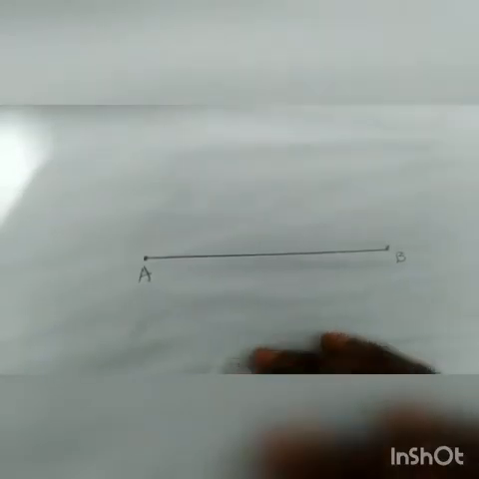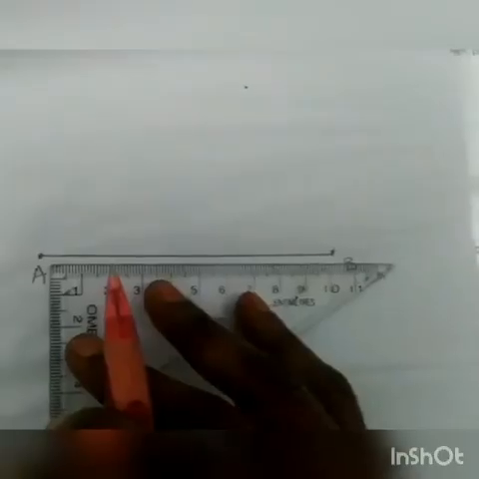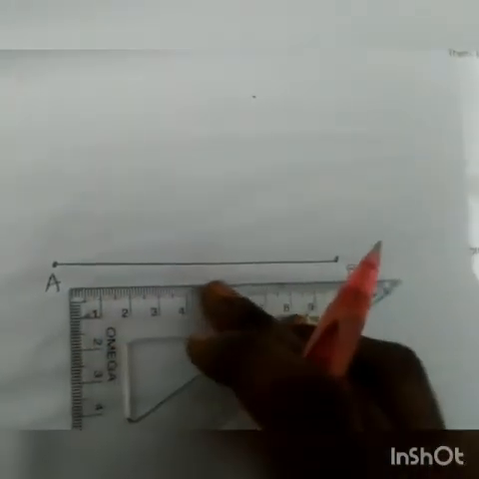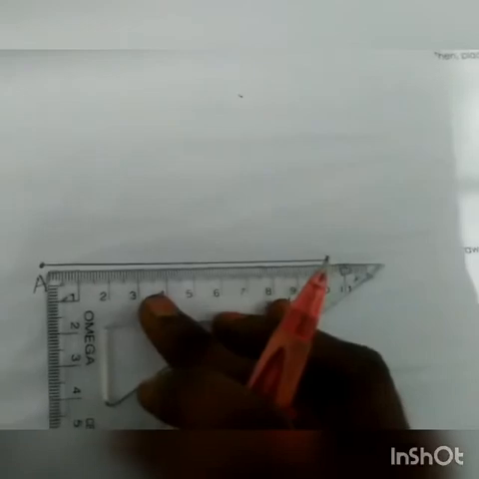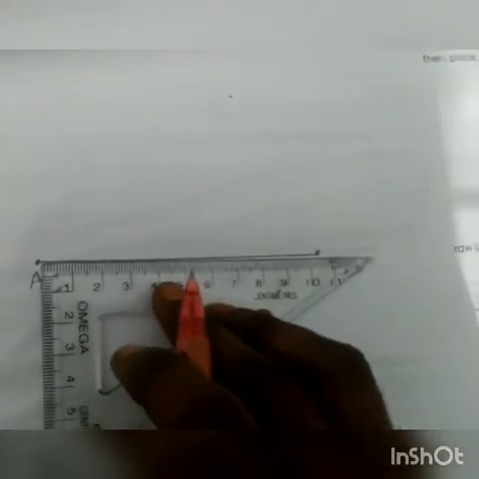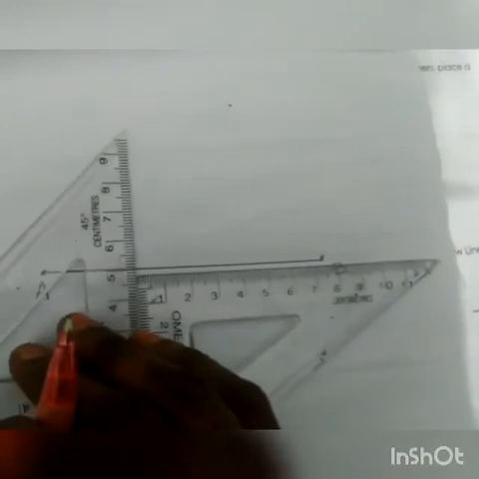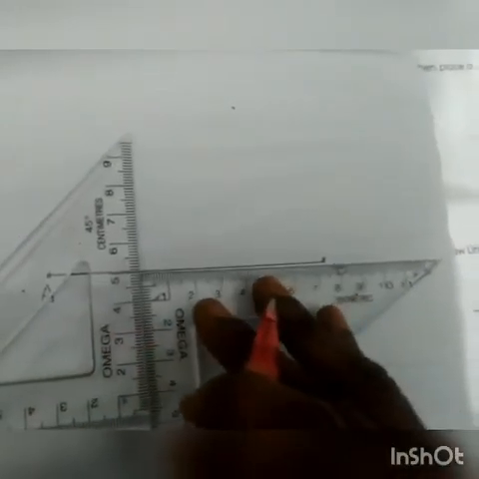Now we have to draw a parallel line. After drawing a line segment, you have to keep the set square below the line segment. The baseline of the set square should coincide with the line segment from downwards. You have to keep it like this. Okay, children, after keeping it like this, you have to keep your scale over here like this. I don't have a scale. I am using another set square. We can use that also.